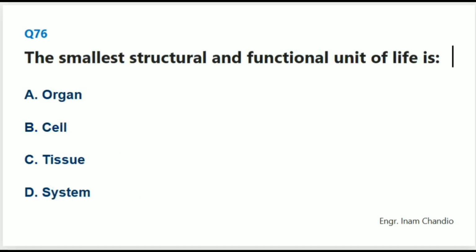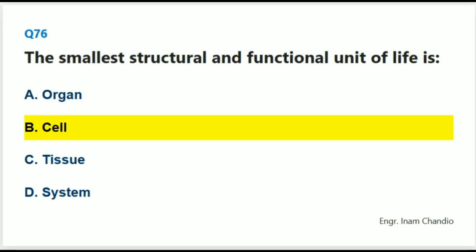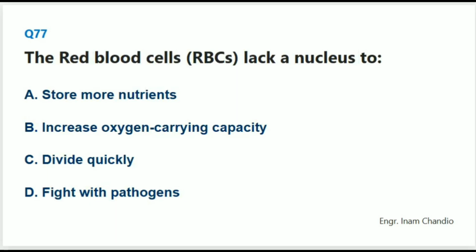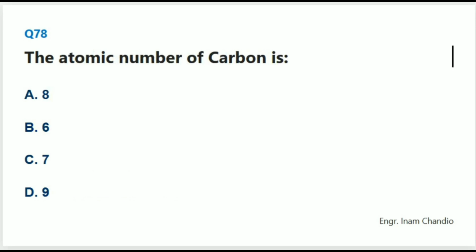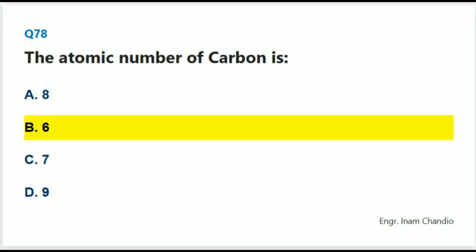The smallest structural and functional unit of life is. The correct answer is B. Cell. The red blood cells, RBCs, lack a nucleus to. The correct answer is B. Increase oxygen carrying capacity. The atomic number of carbon is. The correct answer is B. 6.